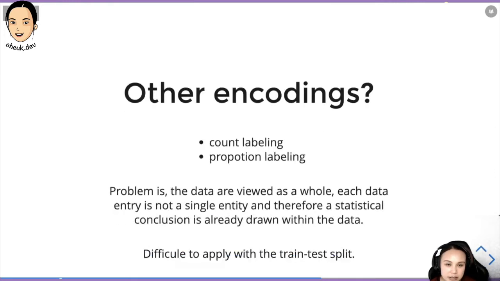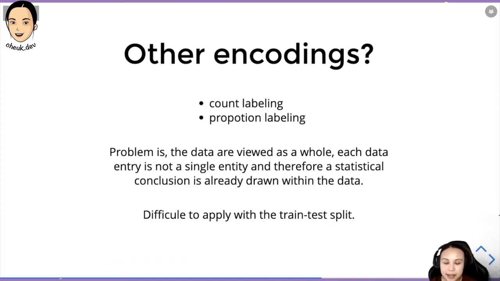So what should we do? Well, some people think of other ways. Some think of count labeling. For example, let's say people vote for a party. I have a bunch of people living in this district, and we do a survey on what party they are going to vote for. Some people say maybe we can label them by how many people are supporting them.